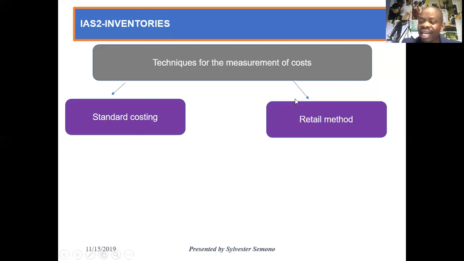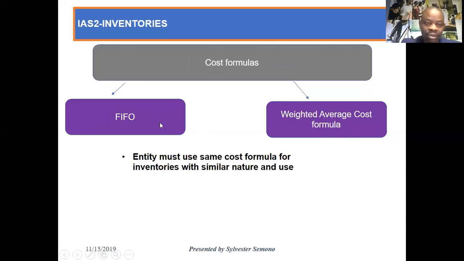And we can use the retail method. Remember when we used to do the markups, where you have to mark up the cost, markup on selling price. Sometimes they say the markup is on cost. So you must know how to use the markups in order to calculate the cost. As I said, sometimes we can use FIFO, sometimes we use the weighted average method, but the question will tell you which method to use. But remember, the entity must use the same cost formula for inventory with similar nature and use. This is very much important.